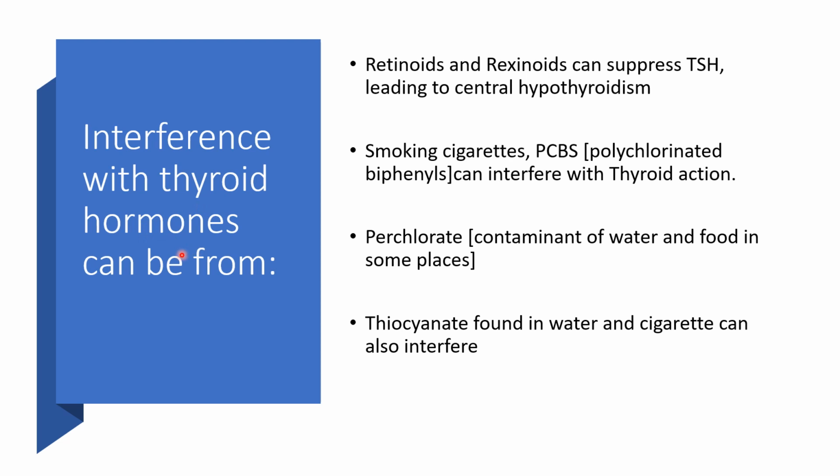Interference with thyroid hormones can be from what? From retinoids and rexinoids that can suppress thyroid-stimulating hormone, leading to central hypothyroidism. Smoking cigarettes. Polychlorinated biphenyls can interfere with thyroid action. Perchlorate, that is a contaminant of water and food in some places, can lead to hypothyroidism. Thiocyanate found in water and cigarettes can also interfere with what? With thyroid hormone synthesis and function.